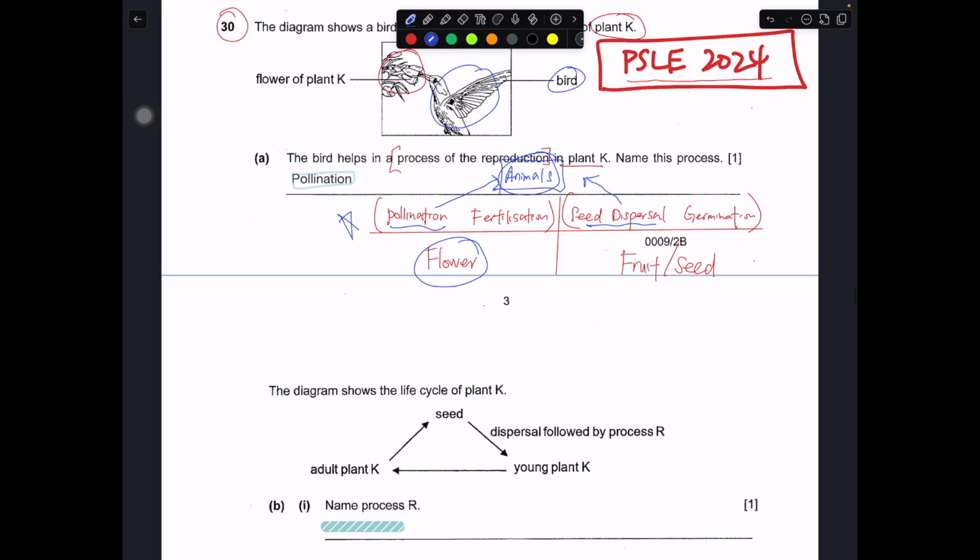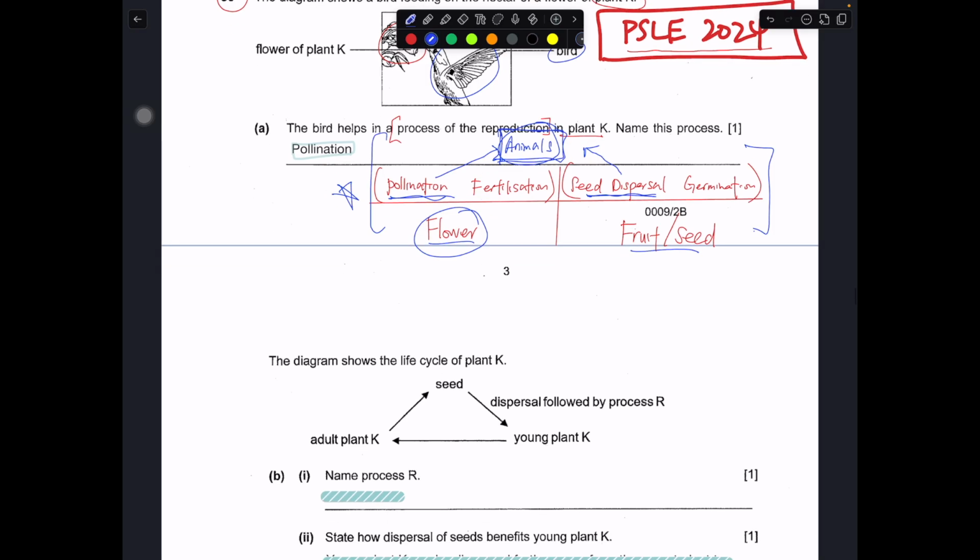So this is one very quick way to find out which process you should be talking about. Is it pollination, fertilization, seed dispersal, or germination? If you see an animal, most likely these two processes, then you see whether there is a flower or fruits or seeds. And this will be something that can help you.